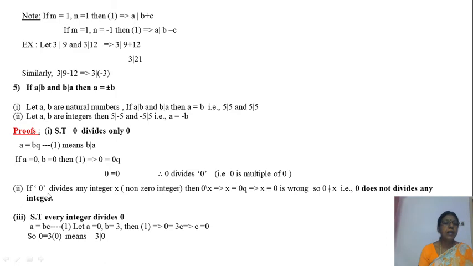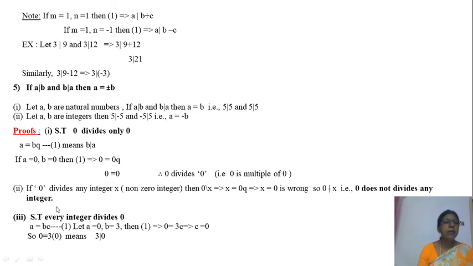If possible, let 0 divide an integer x, where x is not equal to 0. Then by definition, 0 divides x means x is equal to 0 into some integer q. This gives x is equal to 0 into q, which means x is equal to 0. But we took x as a non-zero integer, so this is a contradiction. So our assumption is wrong: 0 divides x is wrong. 0 does not divide any integer.